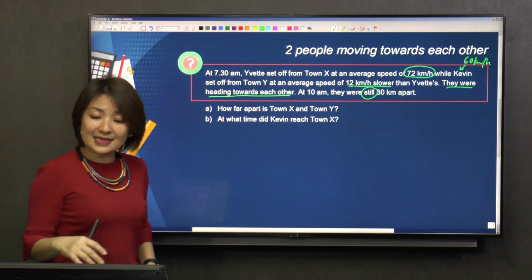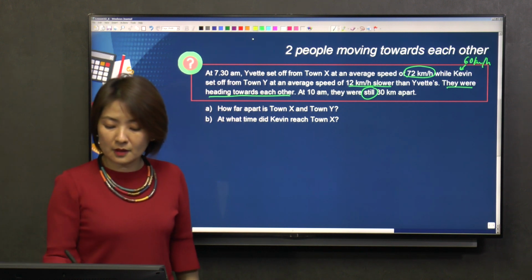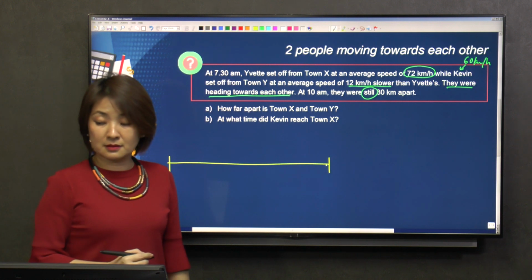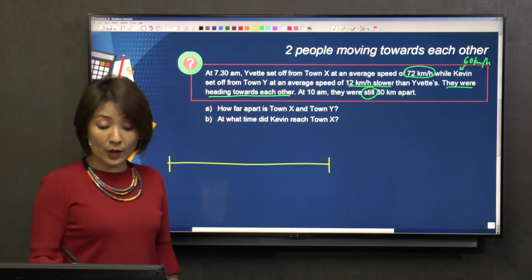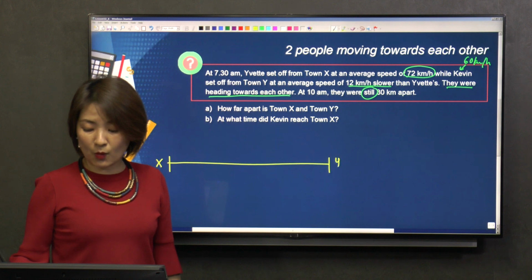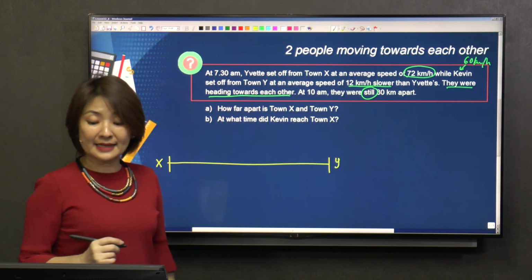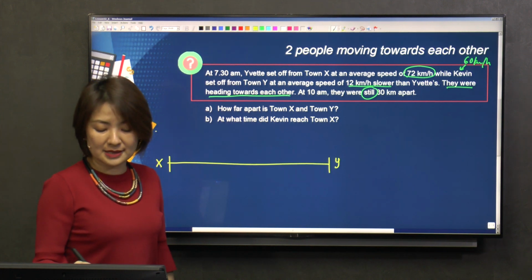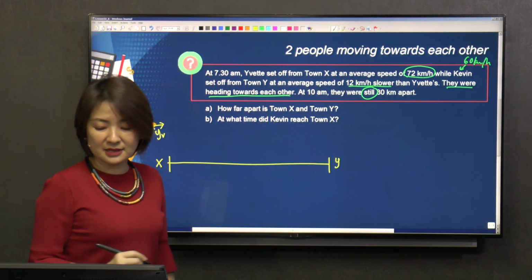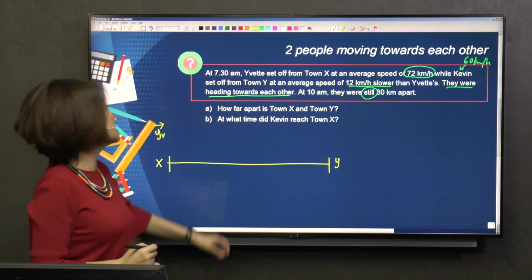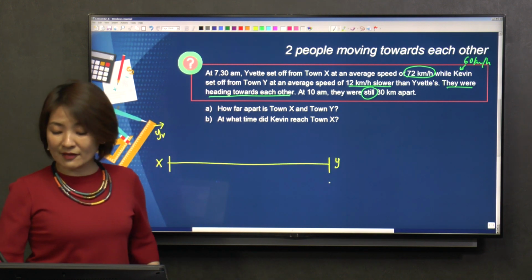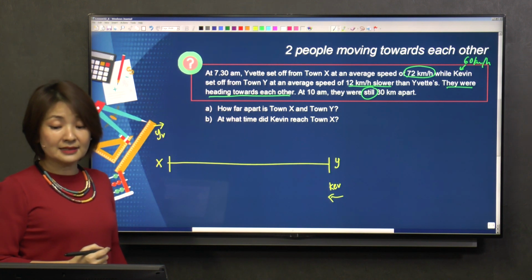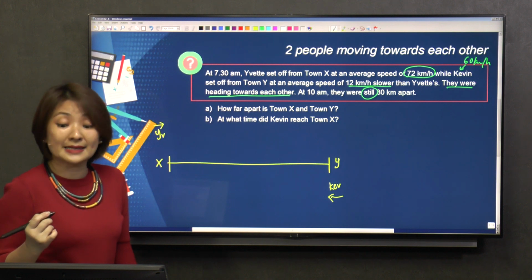Okay, now let's get started with the drawing. We will have, again, 2 bars. Who starts from where? Well, we have a town X and we have a town Y. Okay, and then they say at 7:30 a.m., Yvette set off from town X. So this is Yvette going this direction. And then Kevin set off from town Y, so this is Kevin from this direction. Okay? And then they say that both set off at the same time, at 7:30 a.m.